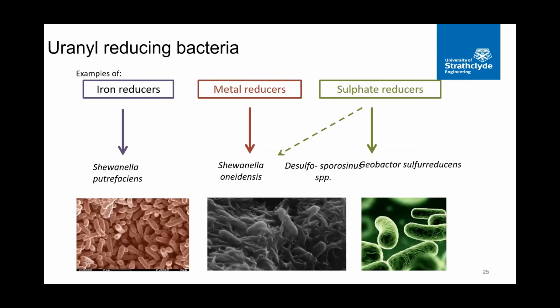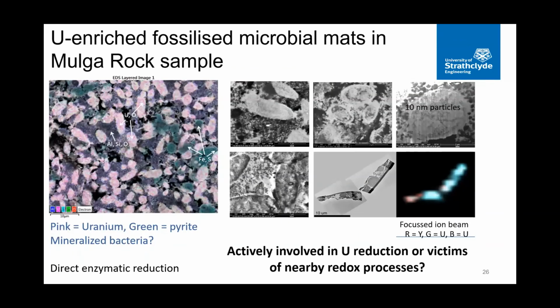The groups of bacteria that have been shown capable of reducing uranium are iron reducers, such as Shewanella putrefaciens, and metal reducers, Shewanella oneidensis, that's a general purpose metal processor, and it also processes sulfur. And then we've got sulfur reducers, such as Geobacter sulfurreducens. So there's quite a number of communities out there that are quite willing to have a go at uranium.